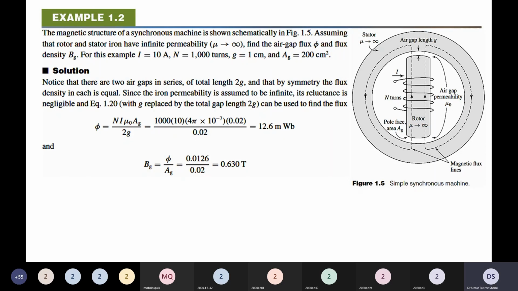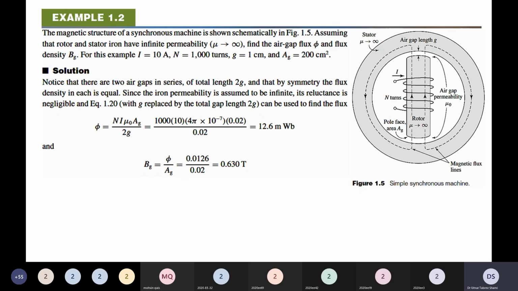For this example, we can take current equal to 10 amperes, number of turns N equal to 1000 turns, the air gap is 1 centimeter, and the area of the air gap is 200 centimeter square.